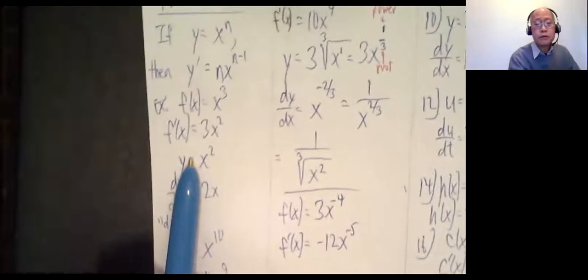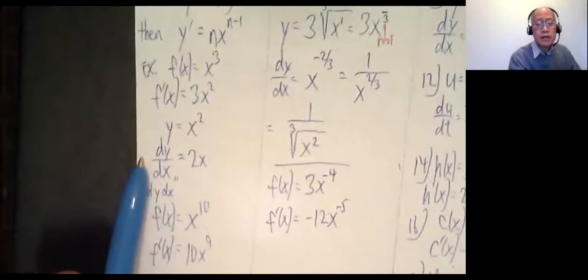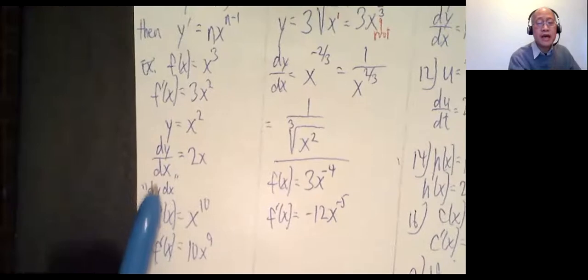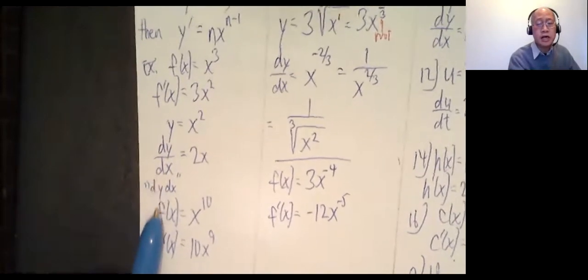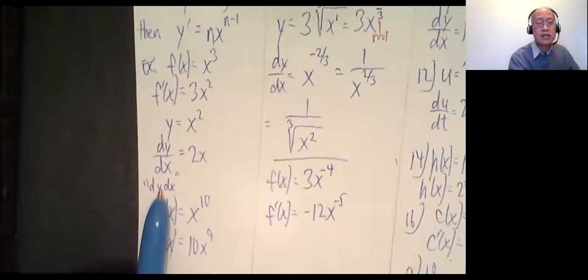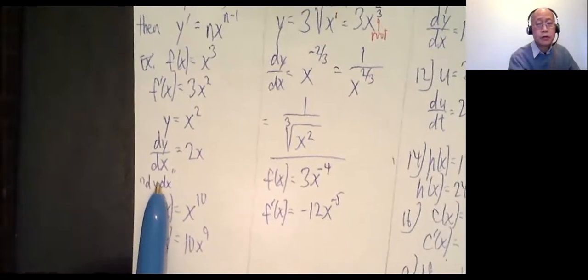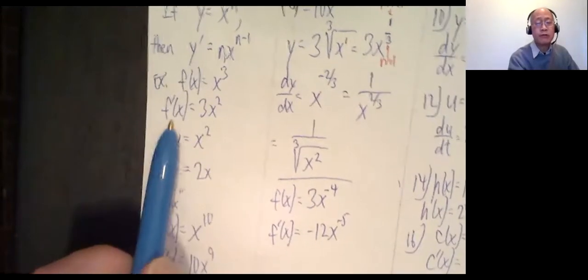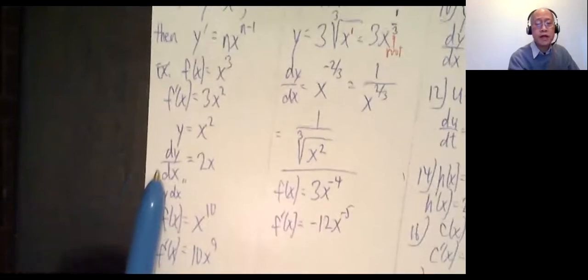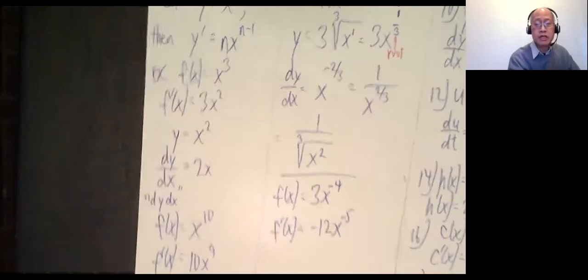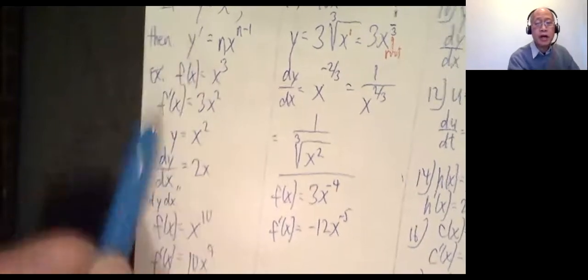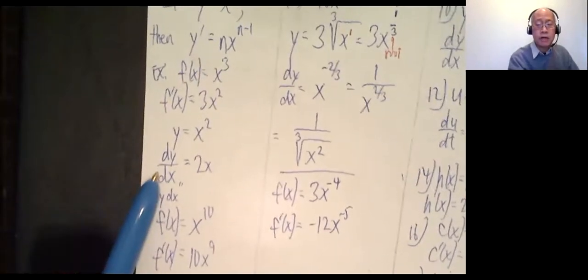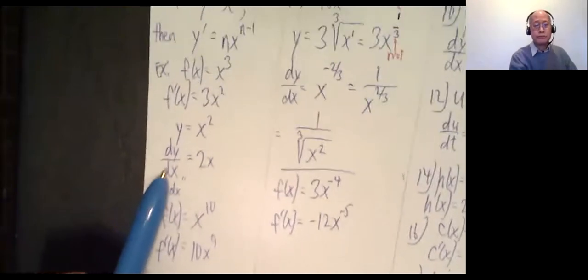Another example, y equals x squared. You'll see me write this sometimes, dy dx. It looks like dy over dx, but we just say dy dx. It still means derivative. Okay, so there are 3 main symbols for derivative: y prime, f prime of x, and dy dx. They all mean the same thing. So you'll see me mix them up. They all mean derivative.